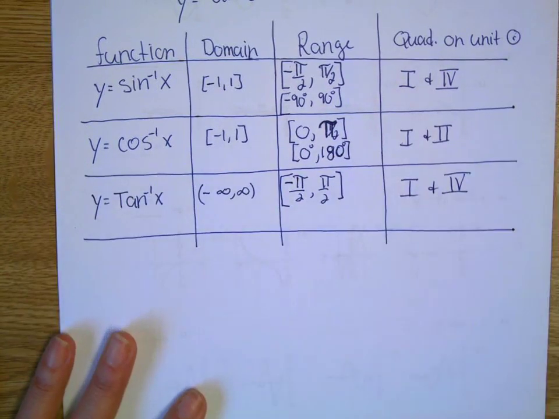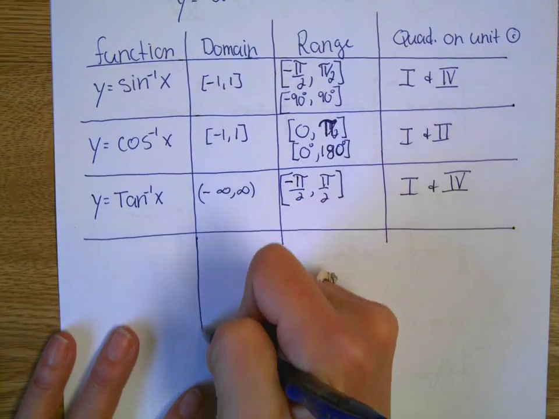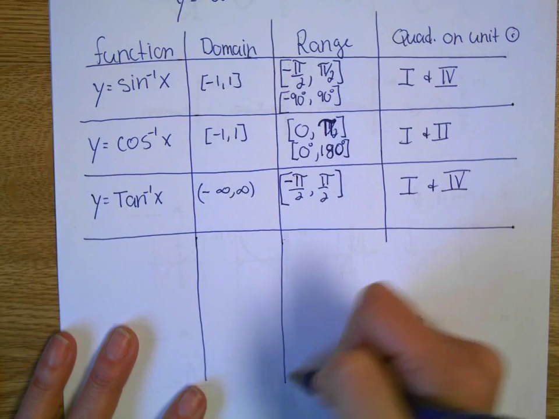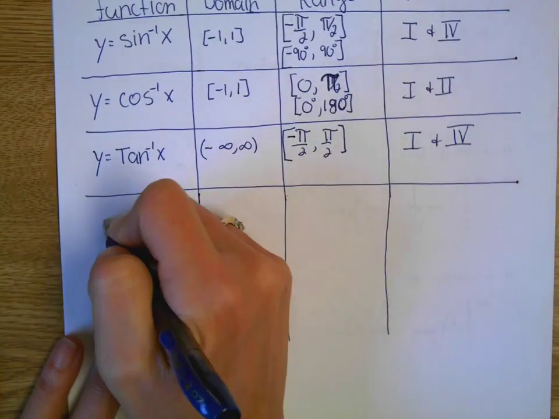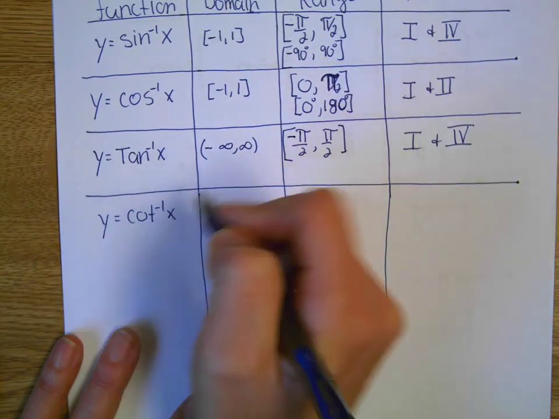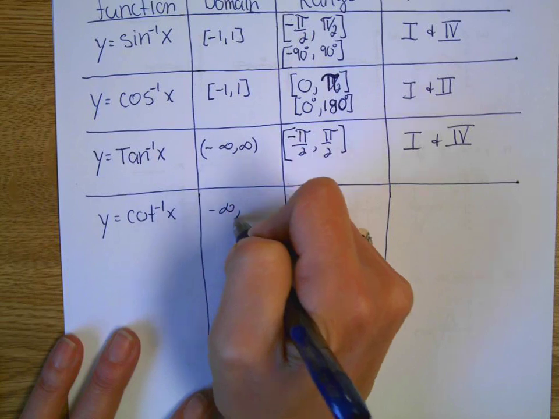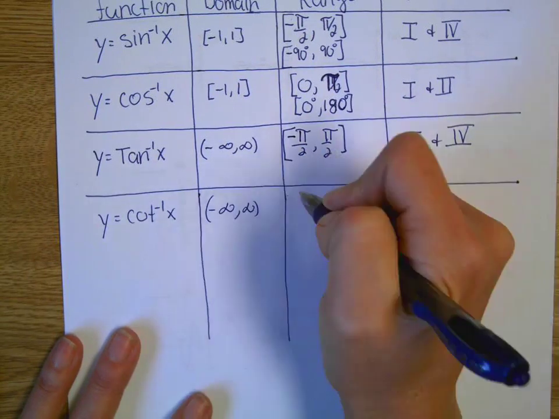The reciprocal functions, do they match? No, of course not. Why would they make it that easy? Inverse cotangent: domain negative infinity to infinity, range 0 to pi.